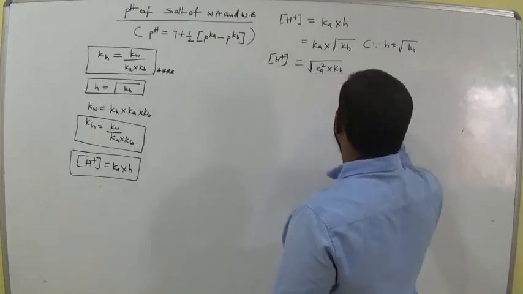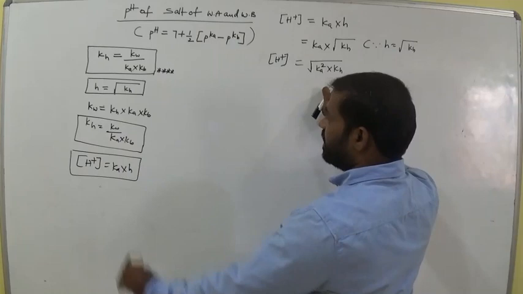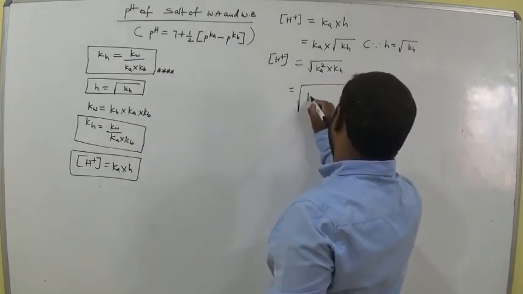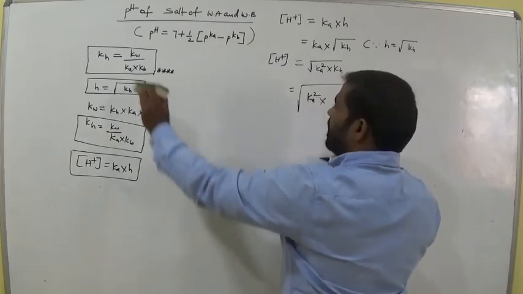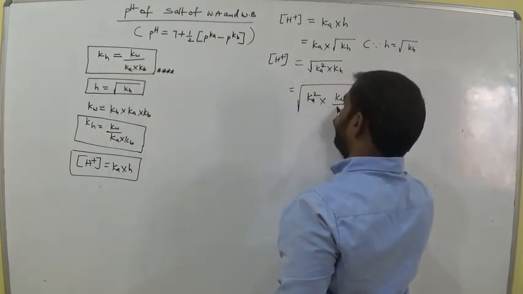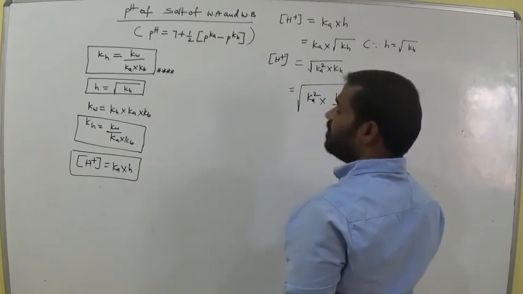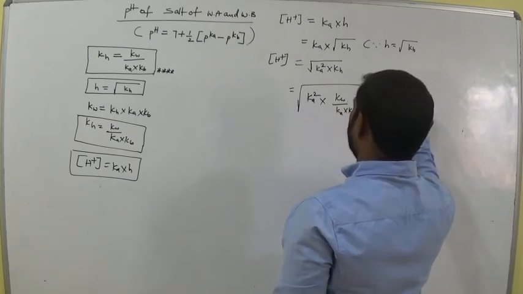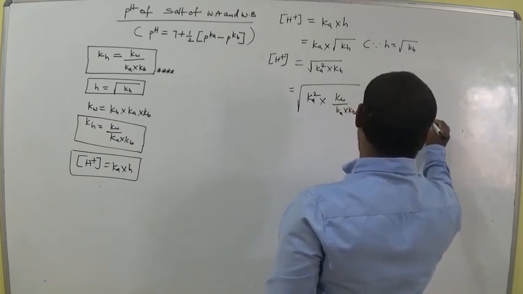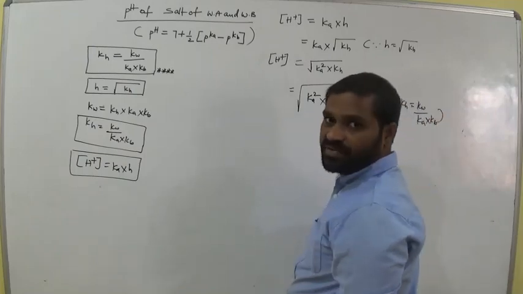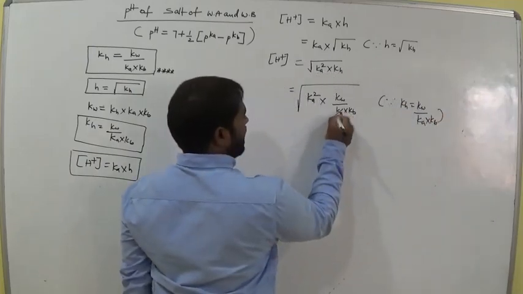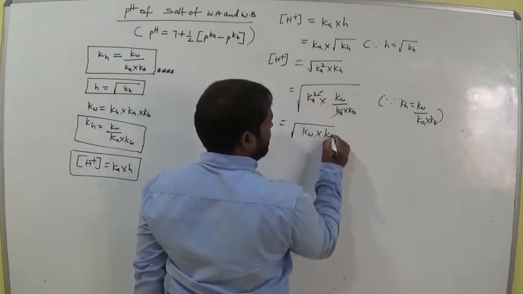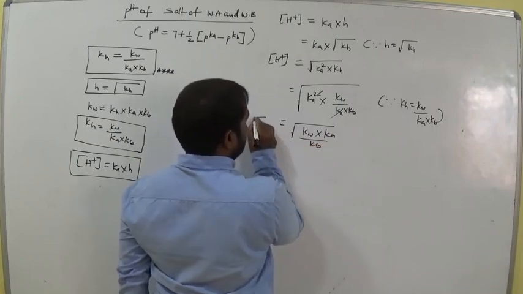So now we already have the value of Kh. Keep this. In Ka squared, what is the value of Kh? That is Kw by Ka into Kb, am I right? Since Kh is equal to Kw by Ka into Kb, from this one, cancel this one and this one. Finally we get the H plus expression as the square root of Kw into Ka by Kb.